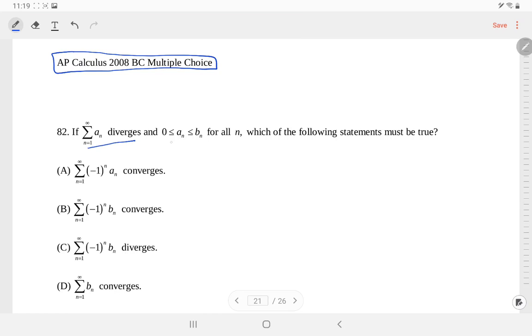Okay. And AN is less than BN. That sounds like greater than, a divergent, diverges. Okay, so let's draw a little picture. So you have AN, and this is a divergent one. And then BN is higher. This is AN. So direct comparison test.